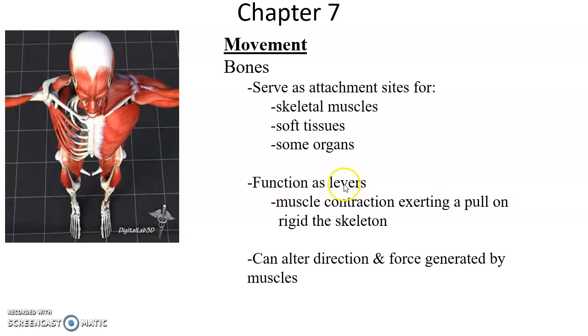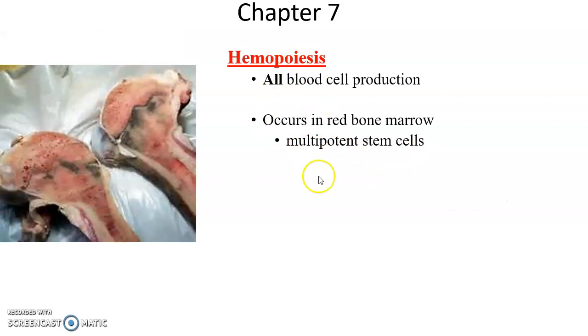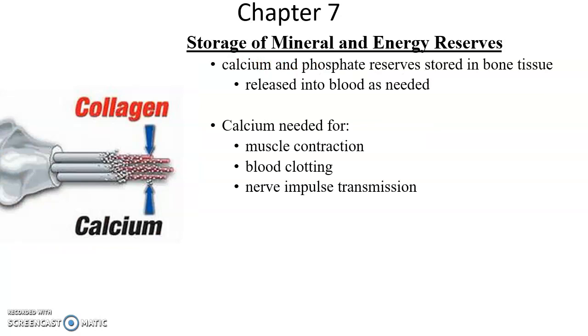When movement occurs, the bones are acting as rigid levers that the skeletal muscles are able to exert a force on, causing movement. And the joints can help the bones alter the direction and force generated by those muscles. Again, hemopoiesis, production of all blood cells. This occurs in the red bone marrow, where there are these multipotent stem cells that lead to all of our blood cells.